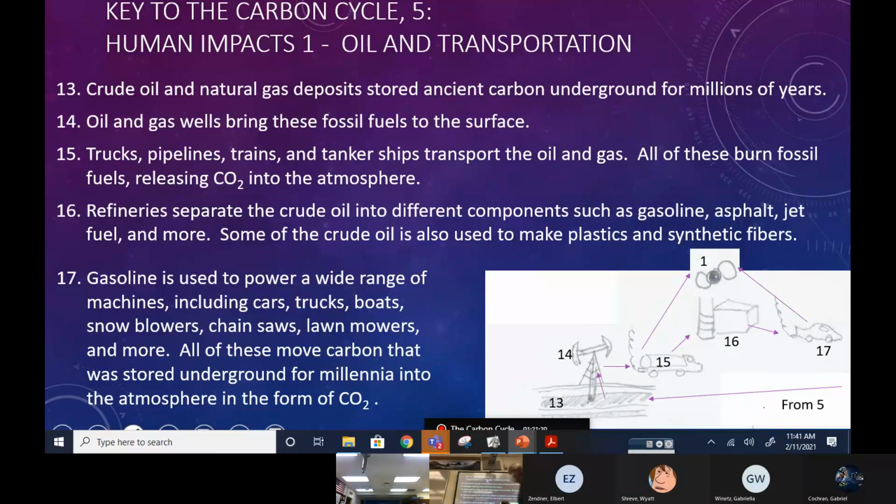So let's see. The crude oil, and this is also true for natural gas, stored ancient carbon underground for millions of years. That would be the carbon that the algae trapped 100 million years ago during the time of the dinosaurs. Oil is younger than coal in general. Coal is like 200 million years old. Oil is like 100 million years old. And then the oil and gas wells pump them to the surface.